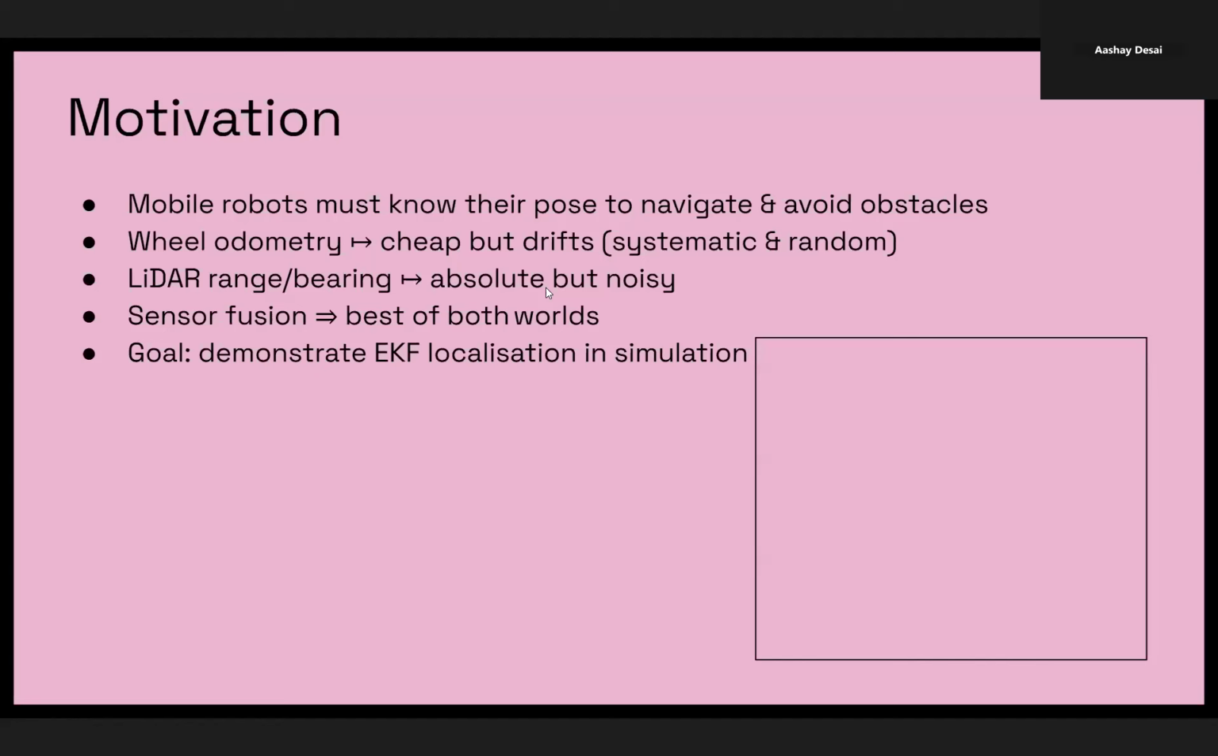Motivation. Why do we care? Any mobile robot must know where it is to drive safely, plan paths, and avoid obstacles. Wheel odometry is cheap and high rate, but it drifts because of slip and bias. LiDAR range and bearing to fixed beacons give an absolute position, but they're noisy and only arrive about 10 times a second. By fusing these complementary sensors, we get the best of both worlds. Our goal is to demonstrate that fusion with an EKF in simulation, then quantify how much drift it removes.